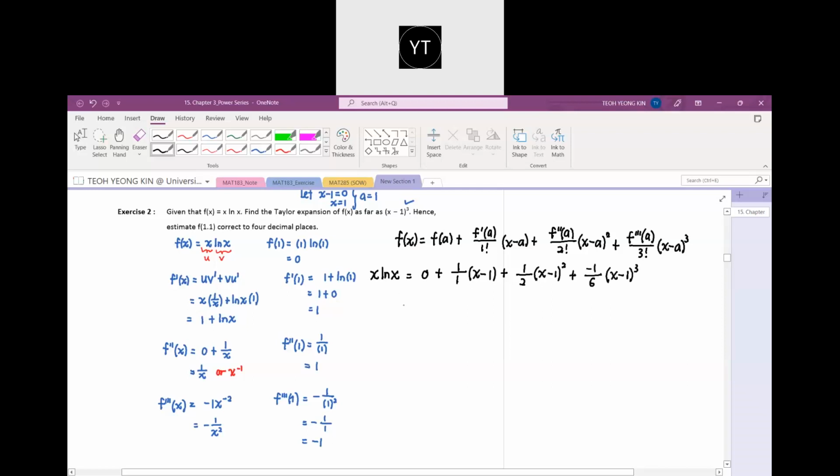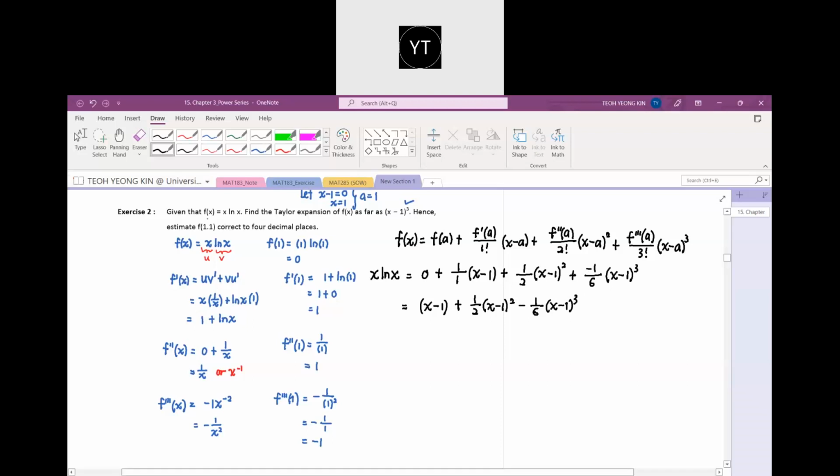So simplify this part. 1 over 1 is 1. So here is x minus 1 plus 1 over 2 x minus 1 squared. Positive, negative, negative 1 over 6 x minus 1 cube. Up until this term. So kita stop kat sini lah sebab dia minta sampai kuasa 3 saja.